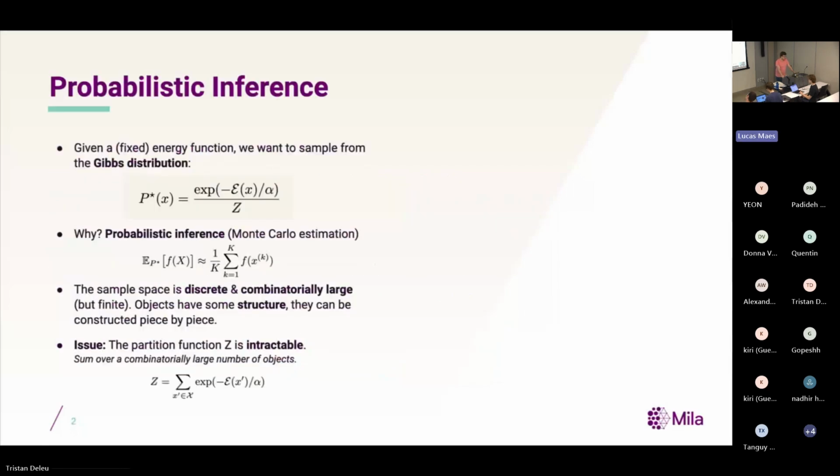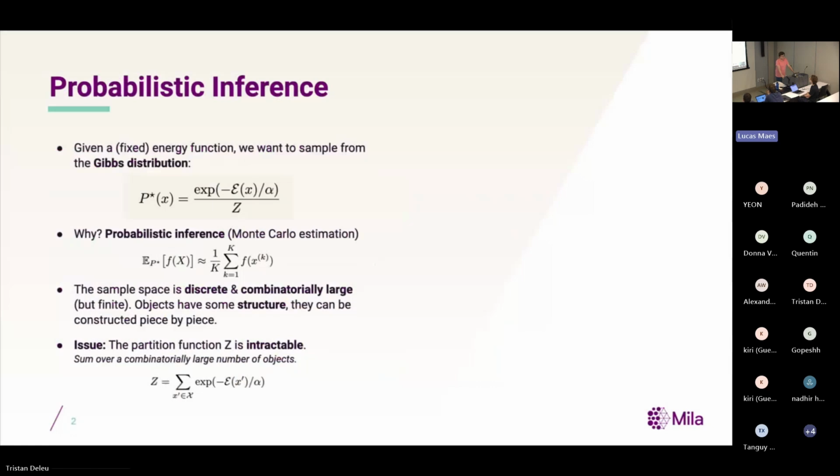So the problem setup is that we are interested in doing probabilistic inference. This is a very, very general problem. But for us, what this means is that if we're given a fixed energy function E, then we want to sample from the Gibbs distribution, which is exponentiated energy normalized by some partition function. So this is really the only problem that we're interested in this talk.